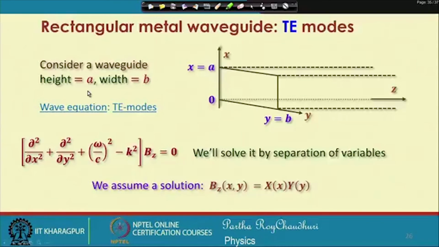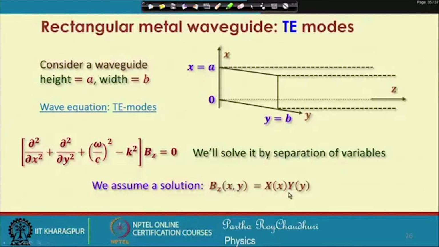So, consider this waveguide with these structures and these parameters. At x equal to a you have a metallic boundary. At y equal to b you have another metallic boundary, and so on. So, it forms a rectangular pipe. The wave equation for these TE modes can be represented by this. You have seen that for TE modes it is B z with E z equal to 0. We will solve it by separation of variables.